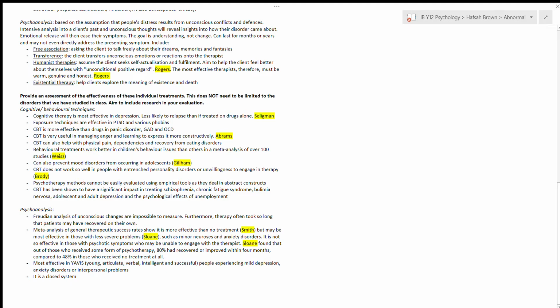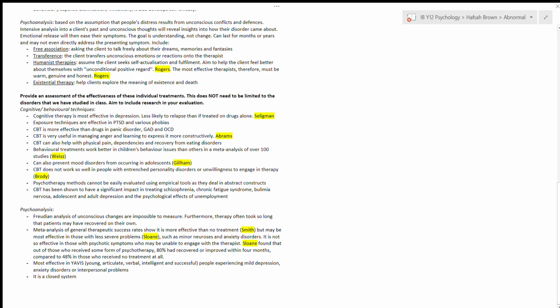But what we want to do in this therapy is conduct an intensive analysis into the client's past, which is different to current therapies, which really focus on the present. And these unconscious thoughts will reveal insights into how their disorder came about. And then talking about it will be emotional release for them, which will ease their symptoms. And the goal is understanding, not change.